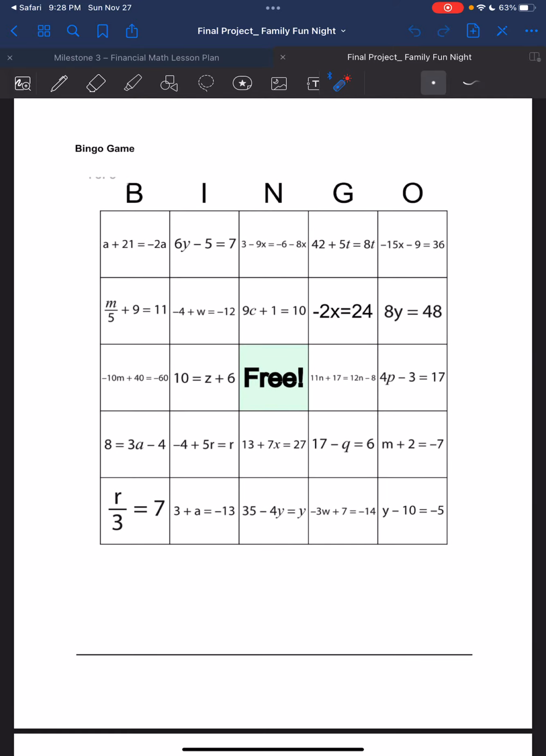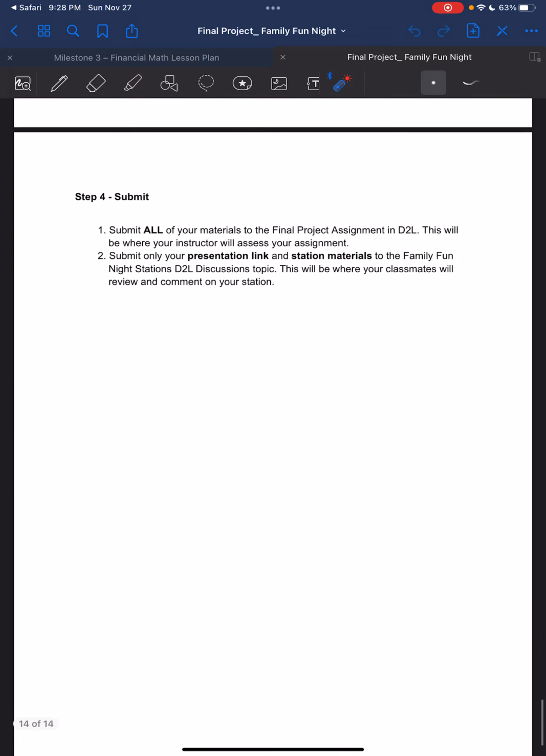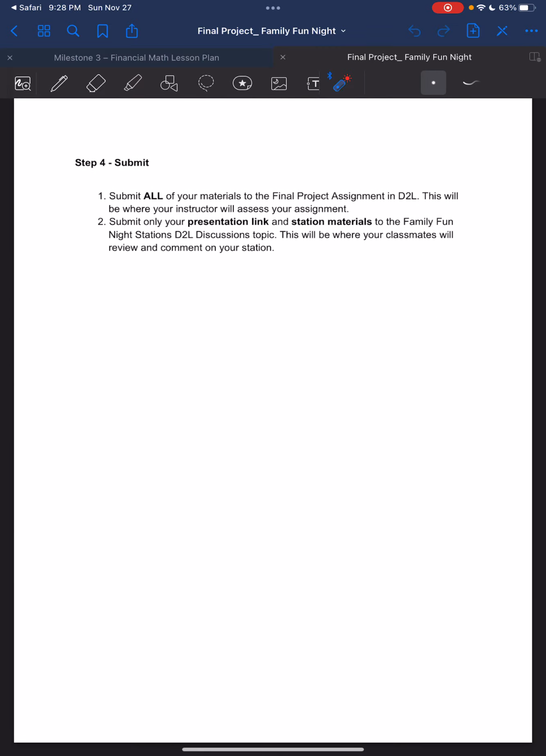So for this bingo game, for example, I would ask them to put a chip where m equals -9. They then would have to solve these equations to see which of all of these m equals -9. If I see that they're able to put a chip here, that is how I would know that they're able to comprehend how to solve linear equations. And that was the activity that I created for my family night station.